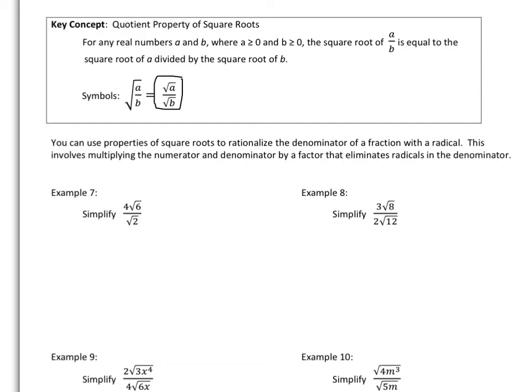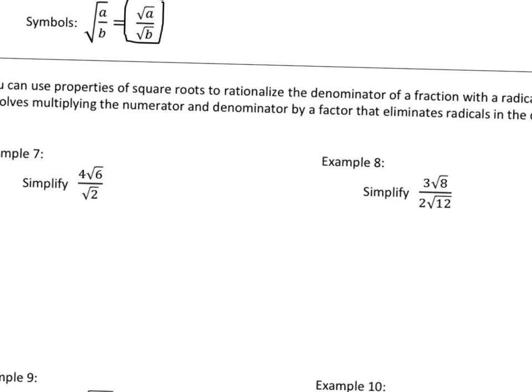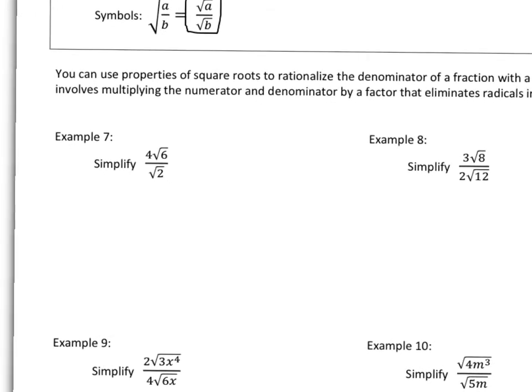So, in detail, for any real numbers a and b, where a is positive and b is positive, the square root of a over b is equal to the square root of a divided by the square root of b. So again, a long way of explaining something very simple. Now, there's a couple of things you can do in simplifying these problems.